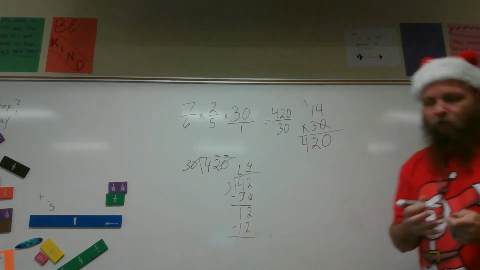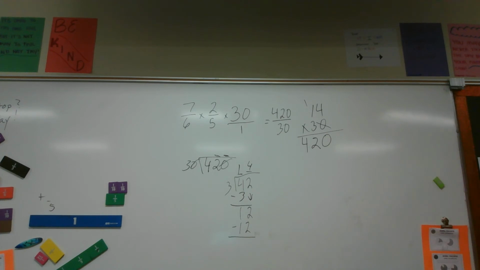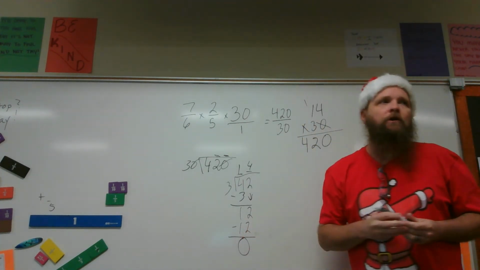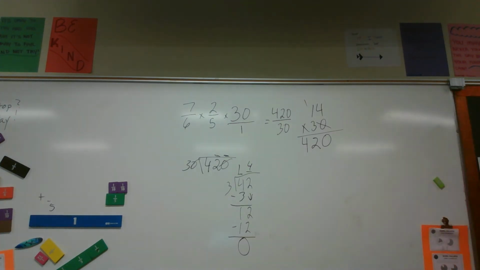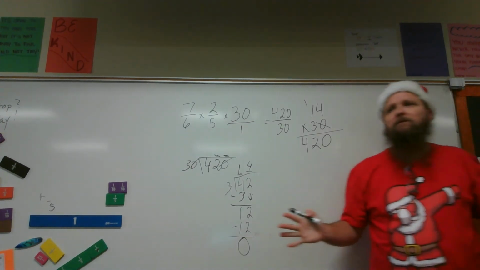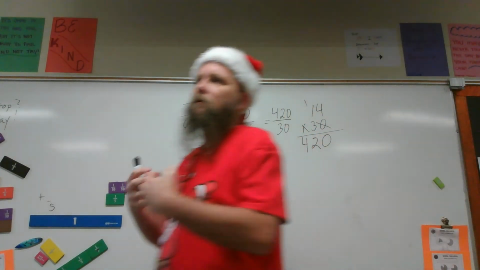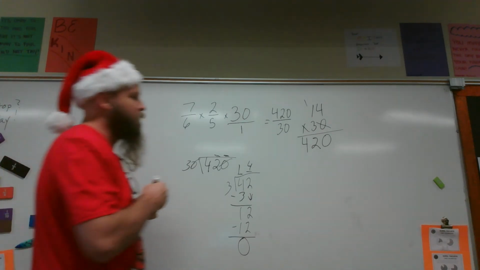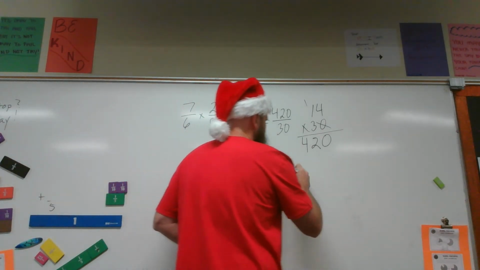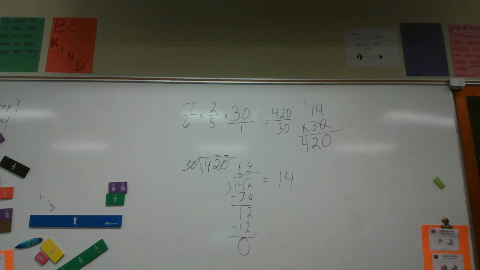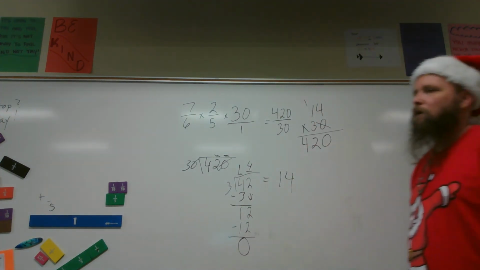And take 12 from 12, you get 0. Oh my word! There's no remainder. So I should have 14 and 0 thirds? No, if you don't have any parts of a fraction, your answer is just going to be 14. So for that problem, your answer is simply 14.